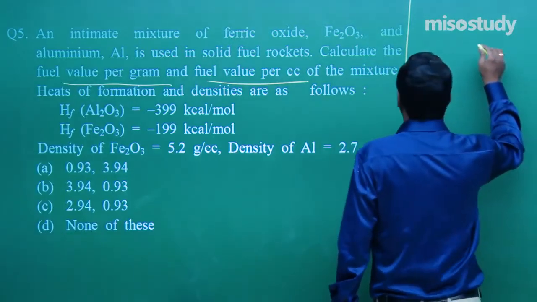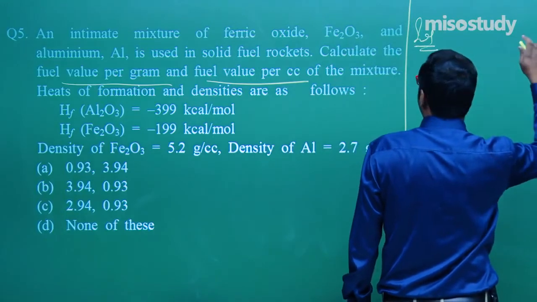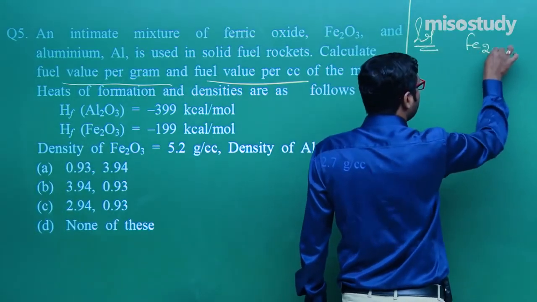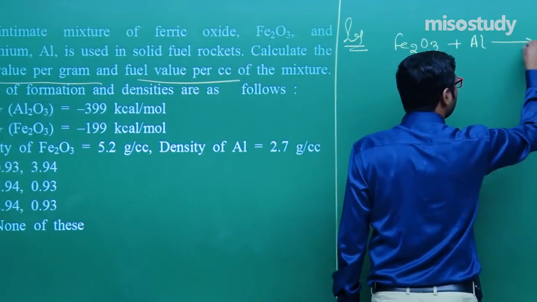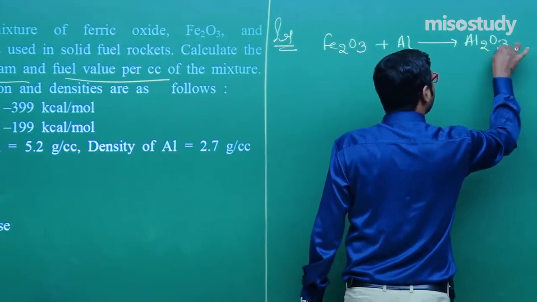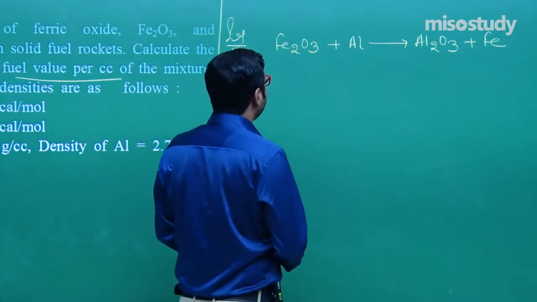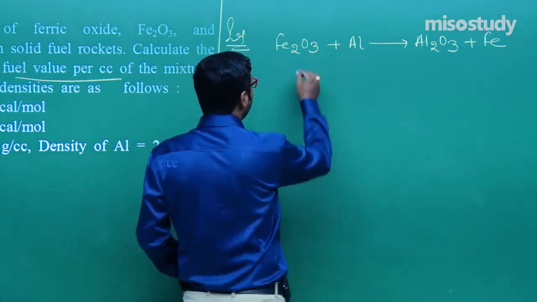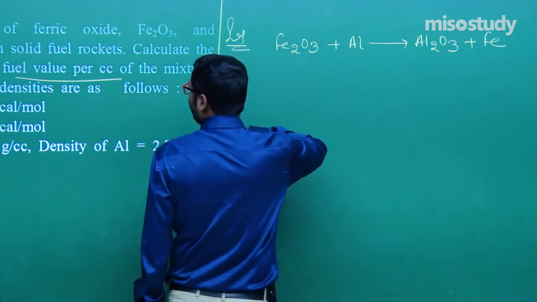Okay. What is given according to the question? An intimate mixture of ferric oxide, Fe2O3, plus aluminium is used as a solid fuel. It gives you Al2O3 plus Fe. Clear? This is the expression. Now, what is given in this question? In this case, we have to find the fuel value per gram.